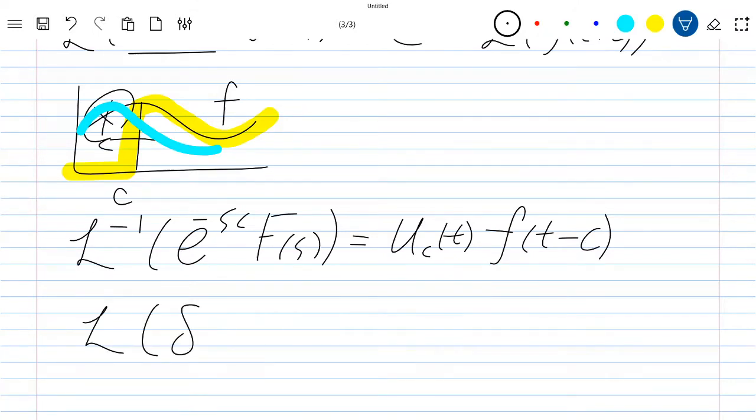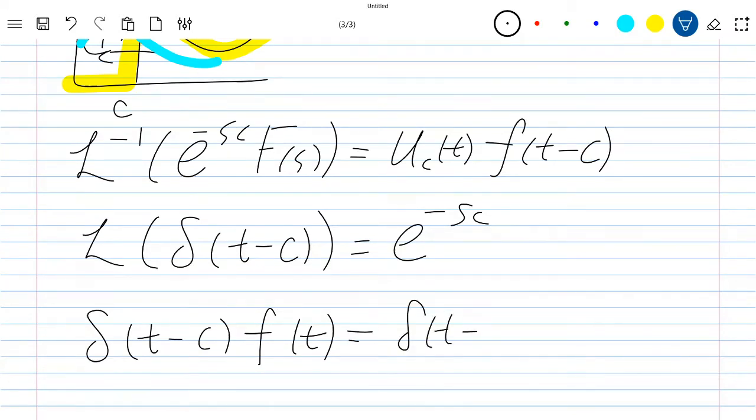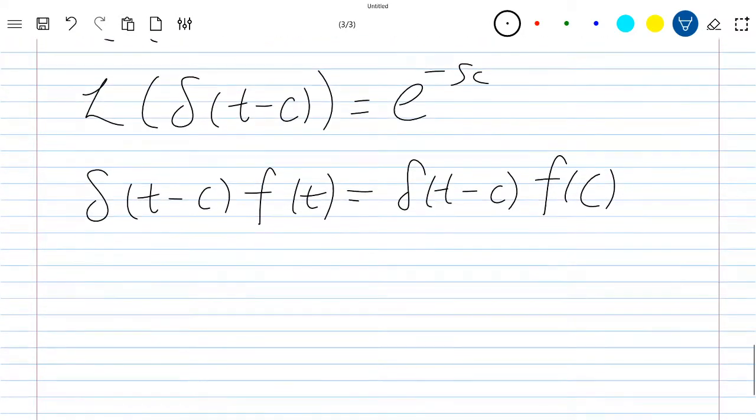And one more thing is the delta function, and that's easy. If you have a delta function at c, then the transform is just e to the negative sc. And another property of the delta function is that if we multiply by a function, then it's equivalent to multiplying by the function's value at that point. Alright, that's it for the Laplace transform itself.